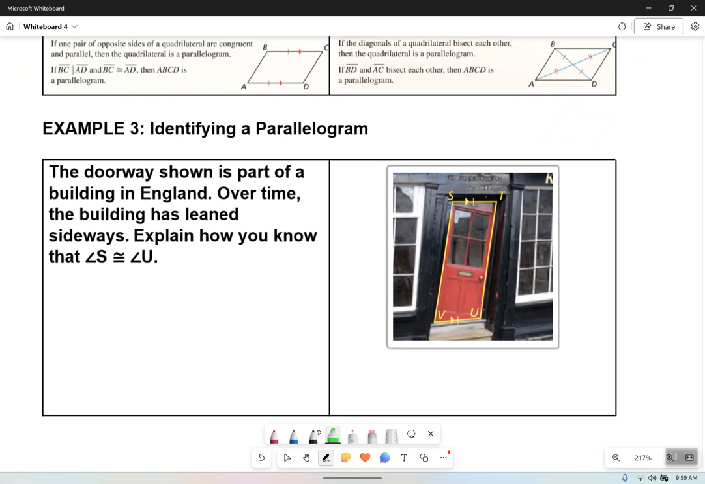What's true about ST and VU? They're the same distance, and they're also what? So I'm going to say this. Since the side ST is congruent to the side, is it okay to say UV or VU? And they're also congruent, but they're also what, kids? And that's how you write parallel right there. And ST is also parallel to VU.